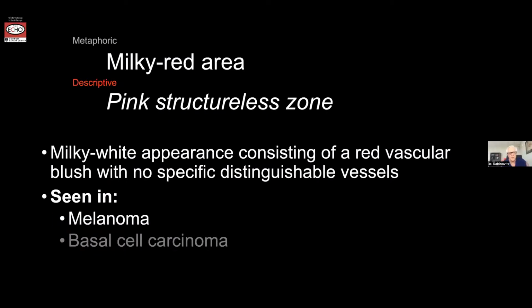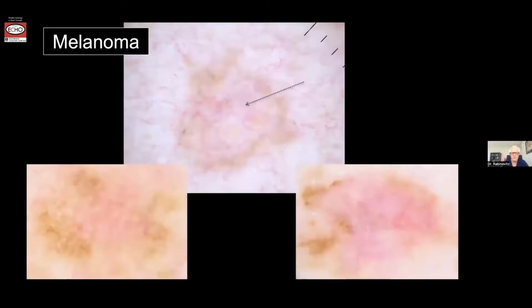Milky red area. This is a milky white appearance consisting of a red vascular blush with no specific distinguishing vessels. And here are 3 subtle melanomas. They tend to be what we call shades of pink melanoma with this milky white area. Sometimes at the periphery, you'll see a brown structureless area, which is a clue to the diagnosis.